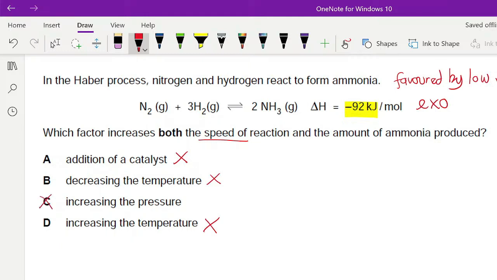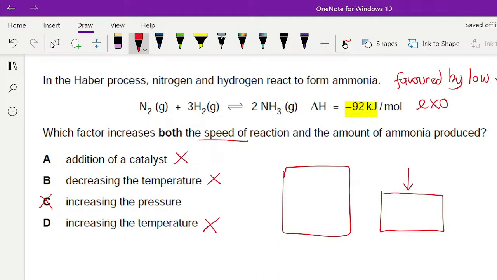Answer is C, and it's because this is a gaseous reaction. So increasing pressure means you have to make, let's say we have this chamber. If you want to increase the pressure, you want to reduce the volume. If you reduce the volume, you have higher, like sort of higher concentration, right? More frequent collision. So speed of reaction increases.